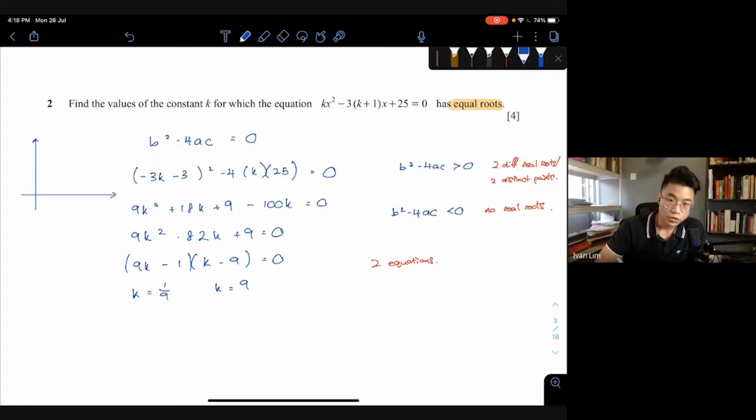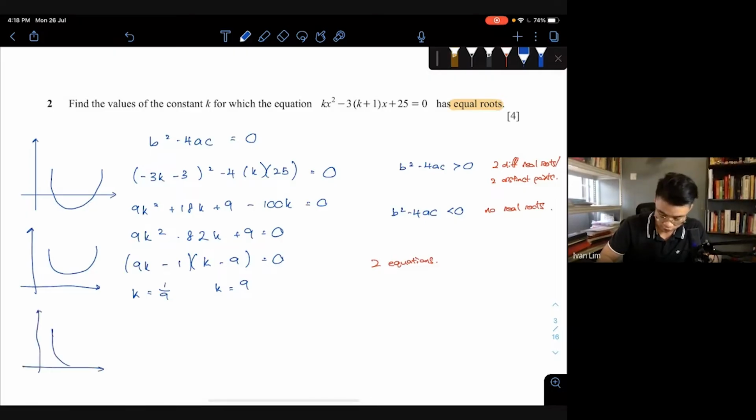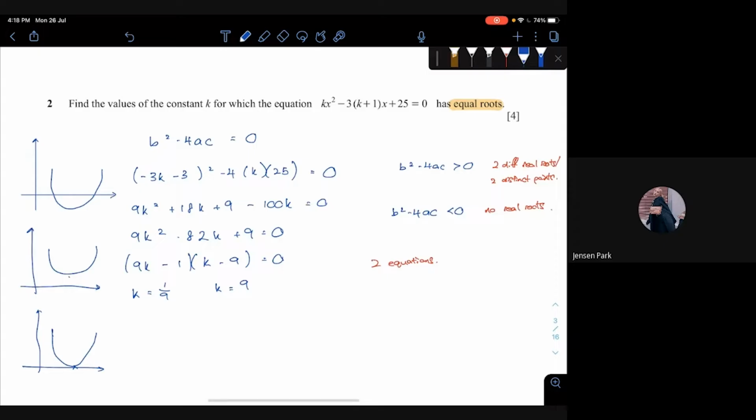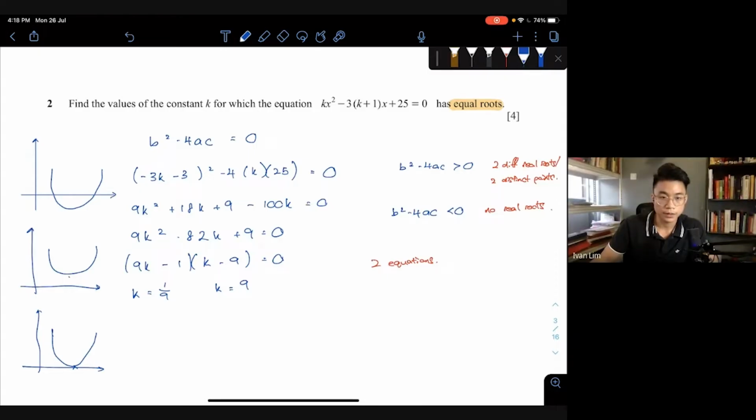So it's either like this, or it touches one point, like that. This is what it means. The solution or roots, they can interchange between these terms. Solution means roots. Roots, imagine like a tree, and your root is at the ground. So your x-axis is the roots. It's the solution. Got it?